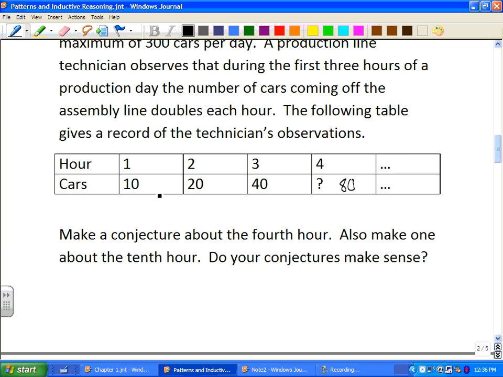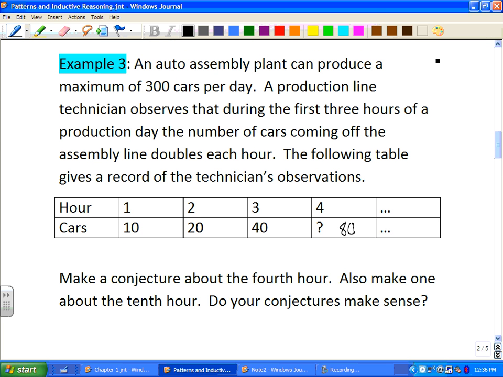Now, we just talked about tripling something, doubling something. 2 to the 0 power equals 1. 2 to the first power equals 2. 2 to the second equals 4. Am I doubling each time? Yes. Now, what am I doing to the exponents? I'm going up by 1 each time. And that keeps going.